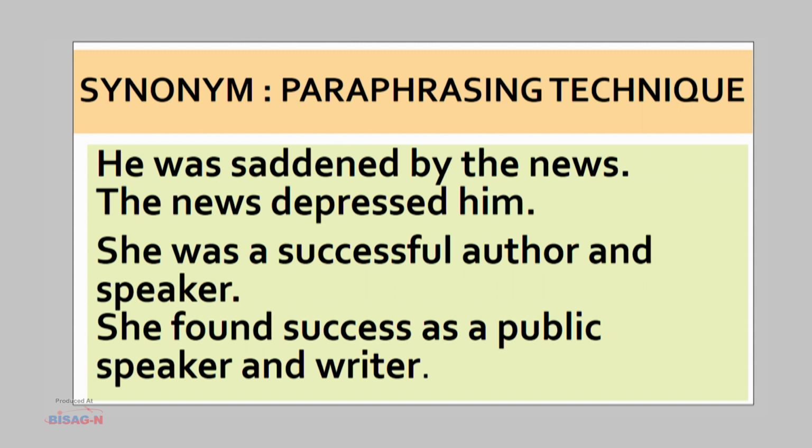She was a successful author and a speaker. Right? So obviously we know the meaning. It has been said about an author who is successful and a speaker, a successful author as well as speaker. Then we are paraphrasing it. We are trying to put it into other words and we say that she found success as a speaker and a writer. She found success as a public speaker and a writer. So this is how we are doing paraphrasing. We are using it in our conversation. You are getting the best vocabulary.